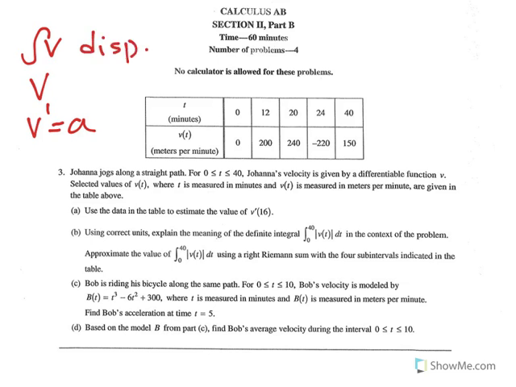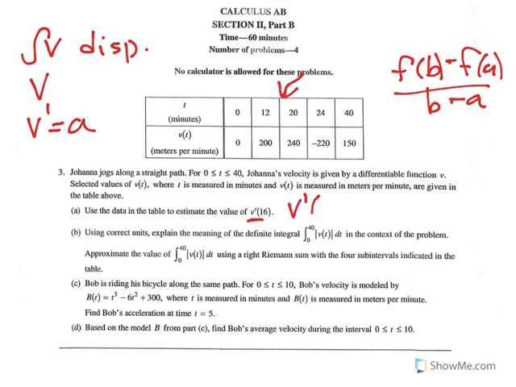We've got selected values, and it says use the data in the table to estimate the value of v prime of 16. Okay, so do they want me to take a derivative or an integral? Well, they want me to take a derivative because they're asking for v prime, and I can estimate slope using the slope formula. Now the question is, which points am I going to use? Well, they want me to estimate at 16, so I'm going to use these points right here.